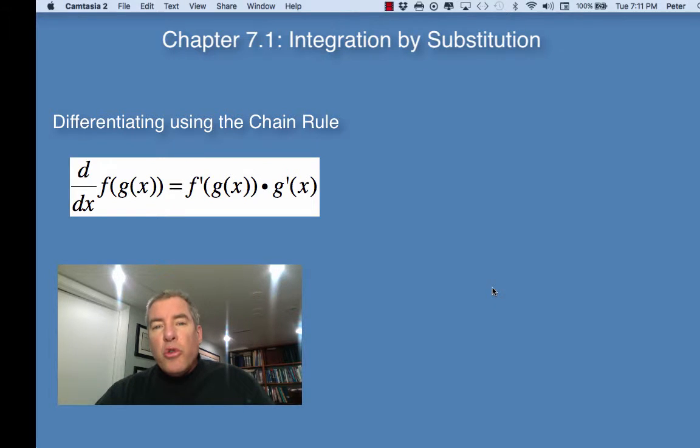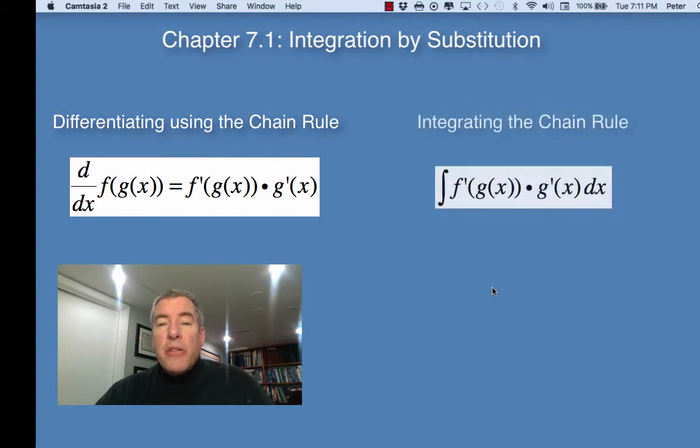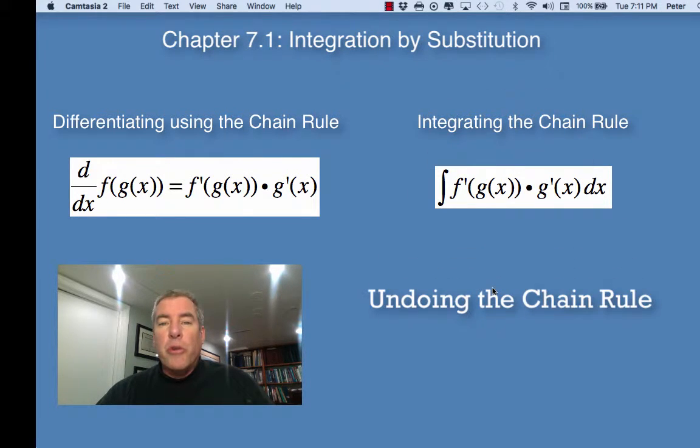Well, substitution is going to be the means of integrating functions that are the derivative as a result of the chain rule. So in other words, we are undoing the chain rule with substitution. It's kind of complicated at first, but once you practice it a little bit, and we'll get lots of practice in class, you'll begin to pick up the technique.